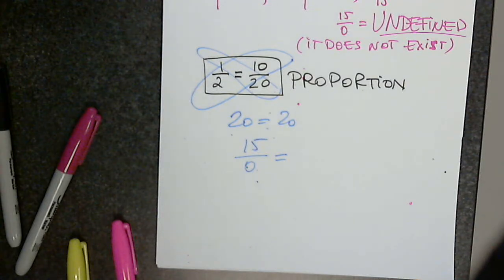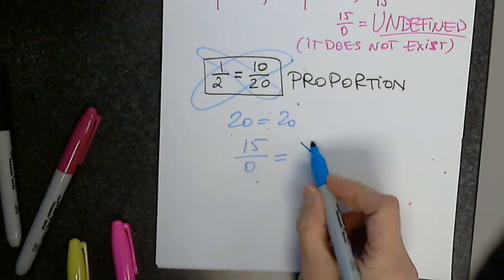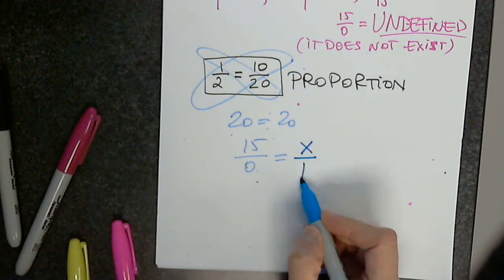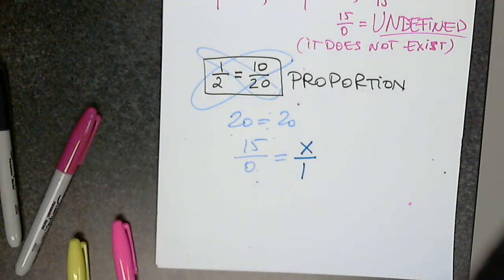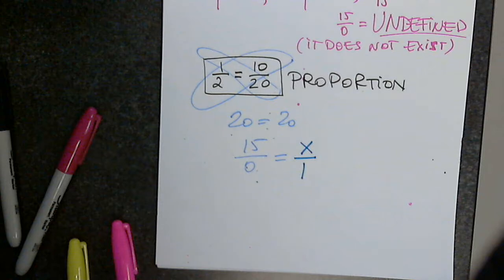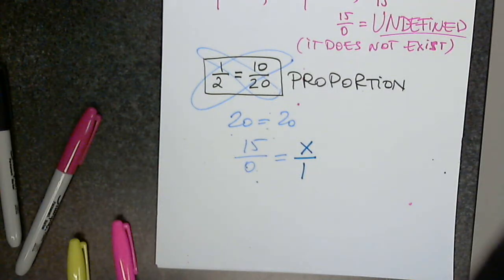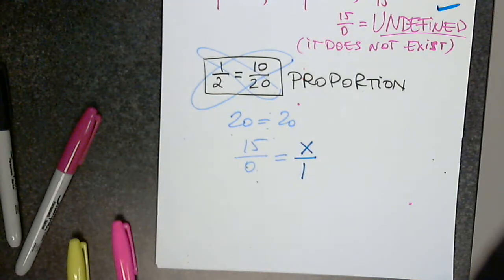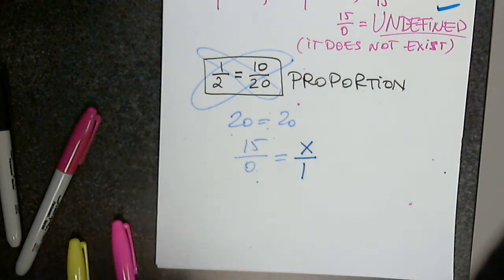I don't know the number, so I'm going to call it x. Can I write x over 1? Yeah. Exactly in the same way I wrote 5 over 1, 10 over 1, right? So it's a number. I want to find this number. If it exists, I should be able to find it. If it doesn't exist, then I'll say, well, it doesn't exist. So is this a proportion?